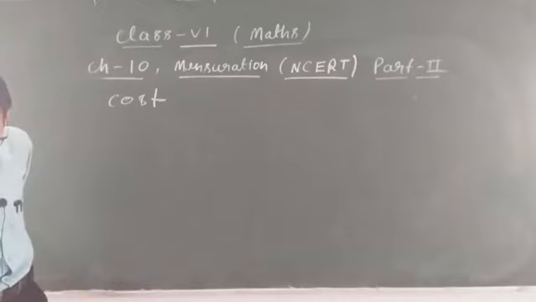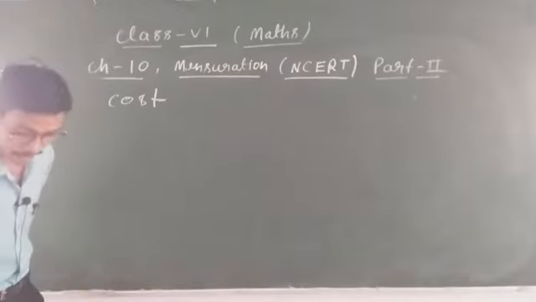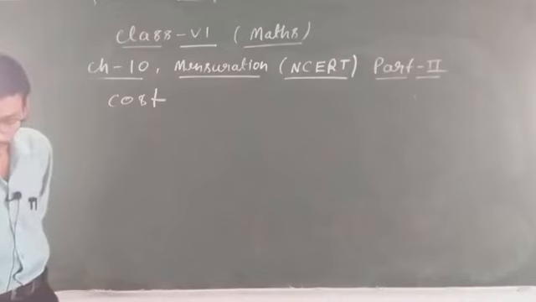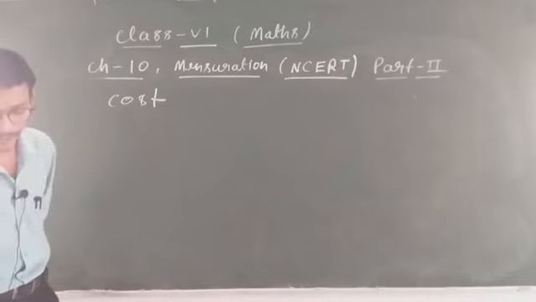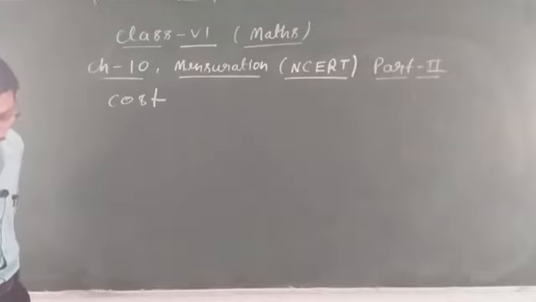So come to question number 13. Find the cost of fencing a square park of side 250 at the rate of 20 per meter. Okay.